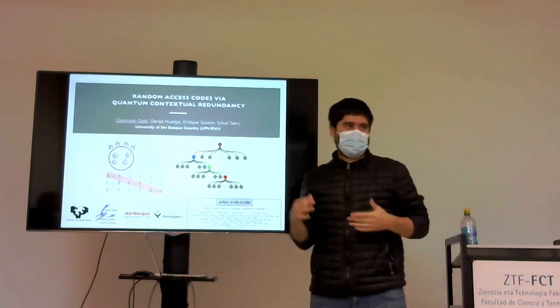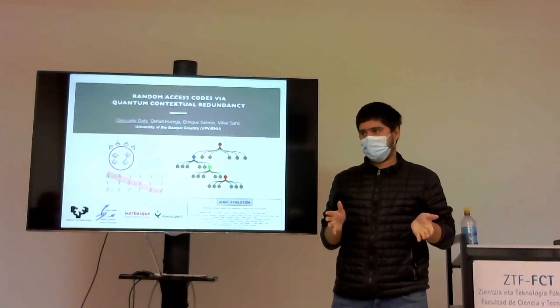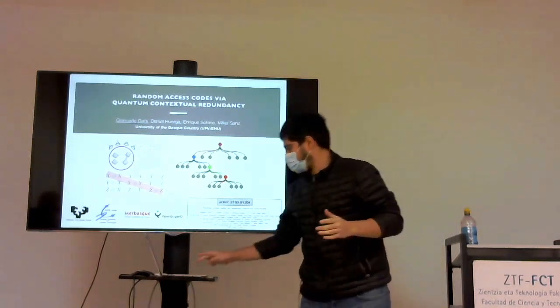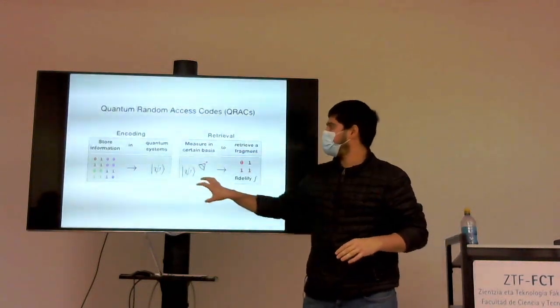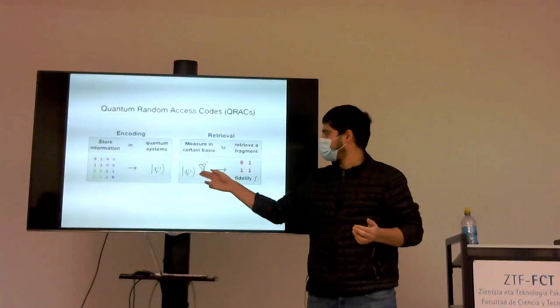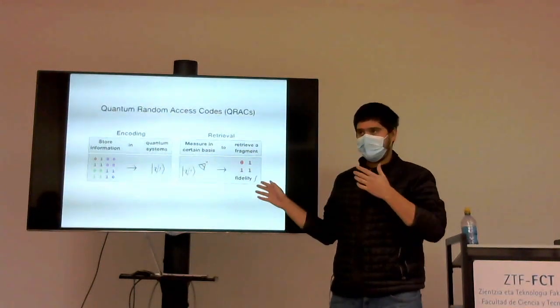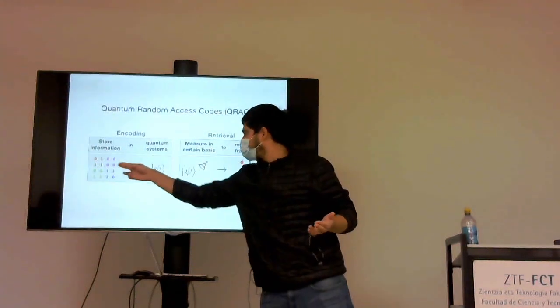So the idea, this paper is named Random Access Codes via Quantum Contextual Redundancy. And the main idea is to encode classical information, bits, into a quantum system, and then retrieve part of this information by measuring the system on a certain basis. So depending on which basis we choose, we're going to retrieve one part of the information or another.